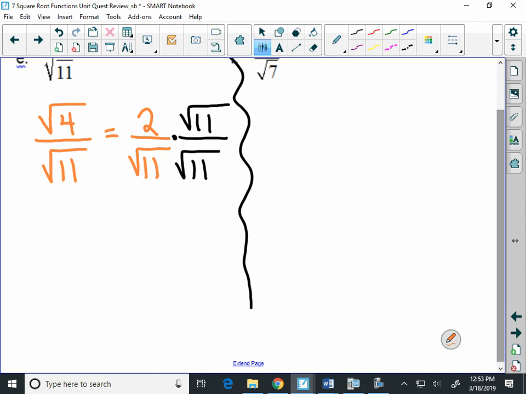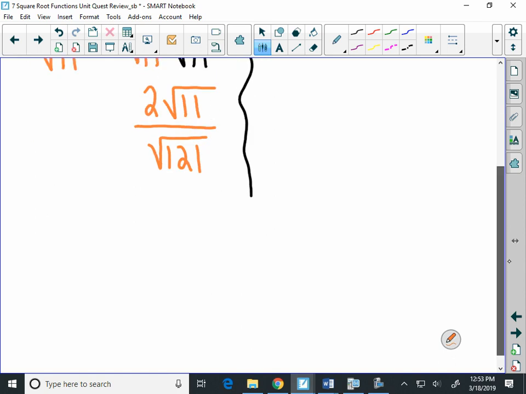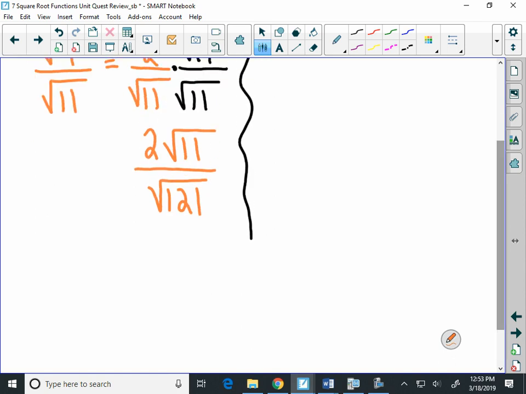Now, what we end up with is 2 times the square root of 11 in the top. Square root of 11 times 11 is square root of 121. And lastly, can we take the square root of 121? Because our goal is to get rid of the radical in the denominator. And we can't. It's 2 square root of 11 over 11.